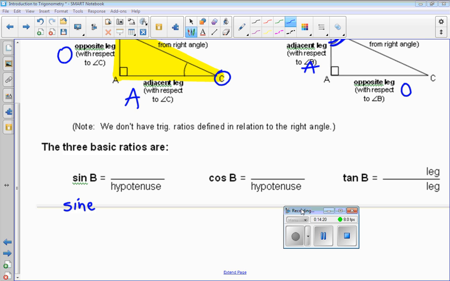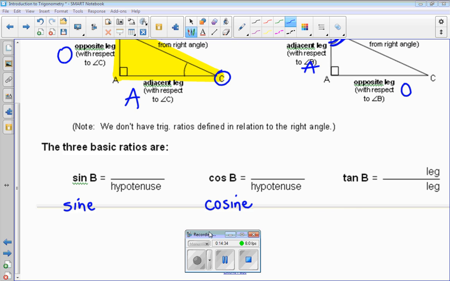C-O-S is the cosine, and it's pronounced cosine, and that's the full spelling of it. They're just choosing 3 letters to represent it. T-A-N. Now this one's confusing because we know what a tangent to a circle is. Maybe we do, maybe we don't from elementary school and middle school. We probably do. But tangent means something different with right triangles and trigonometry.